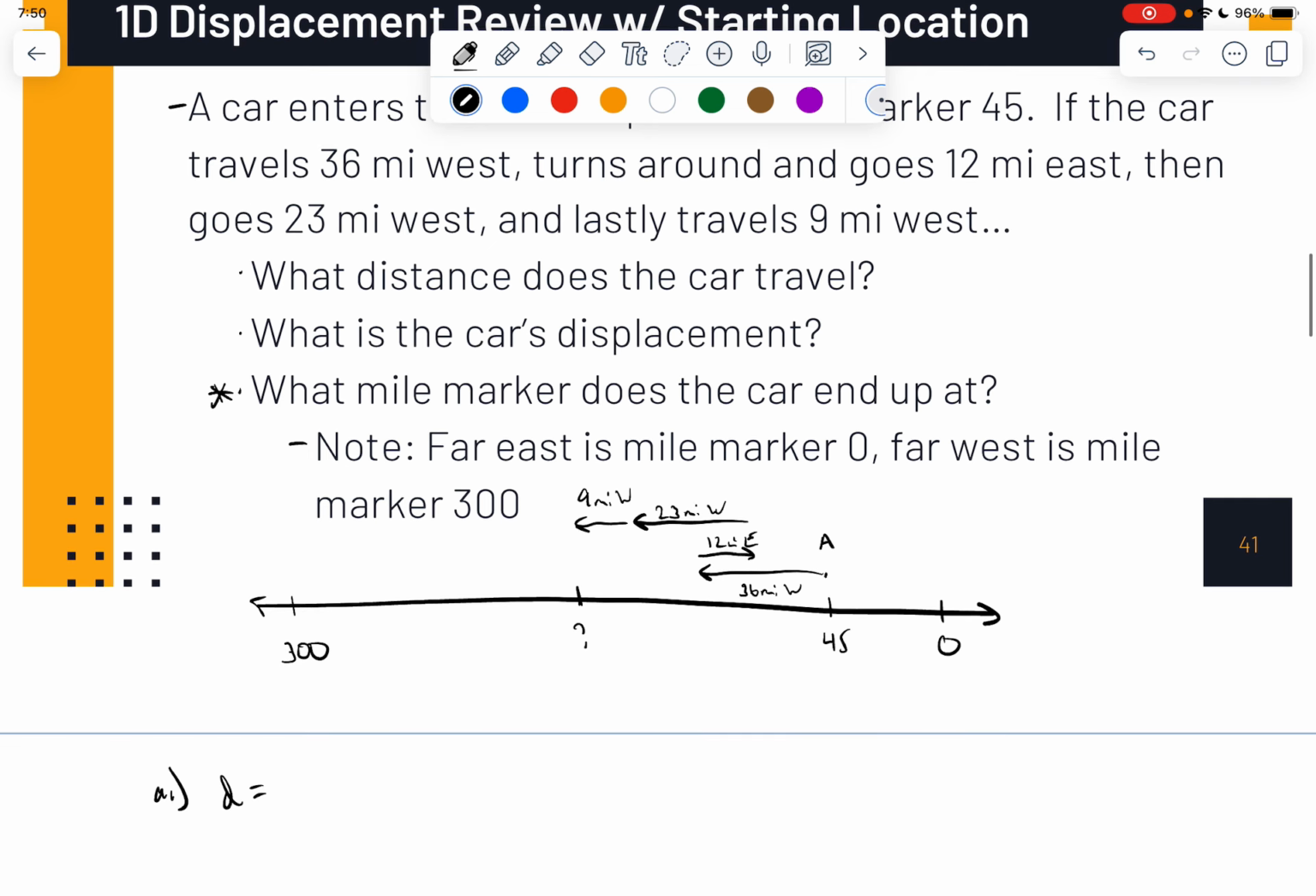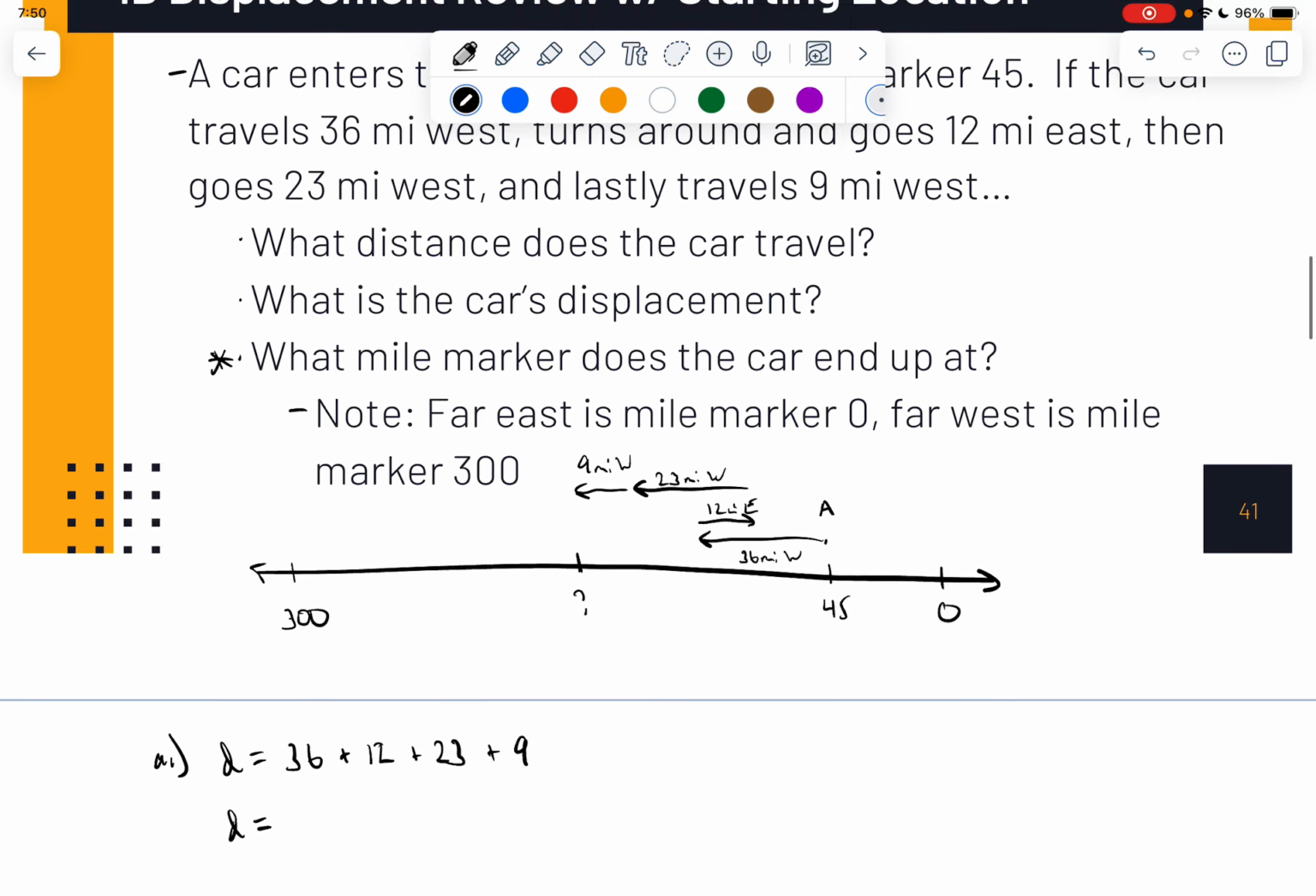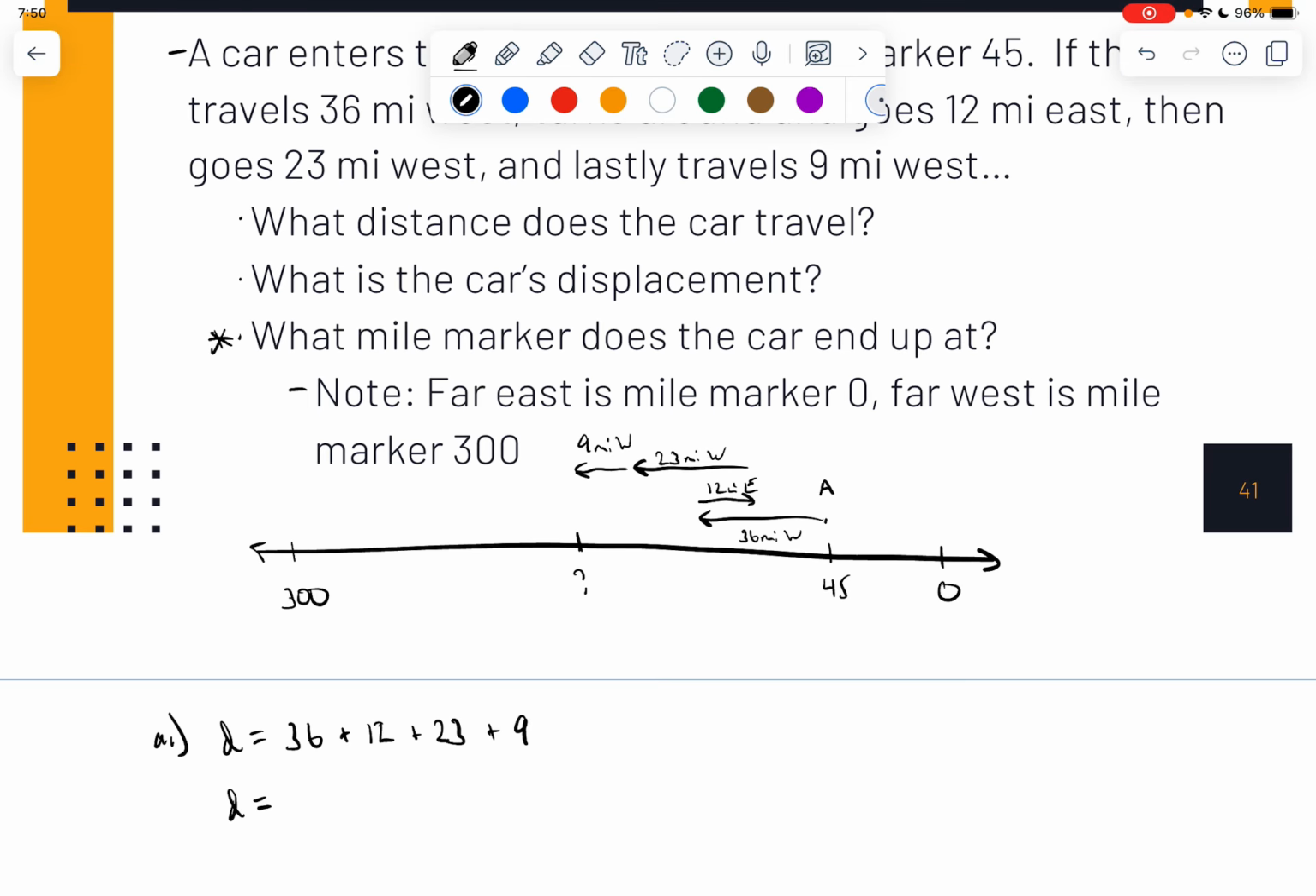So the first distance we actually travel is going to be our 36 miles going to the west. We then are going to travel our 12 miles going to the east. We'll then go our 23 miles going west. Then lastly, we're going to go our 9 miles going west. So when we add up each of these individual legs of our motion, our 36 plus 12 plus 23 plus 9, that's going to give us a total distance traveled of 80 miles.